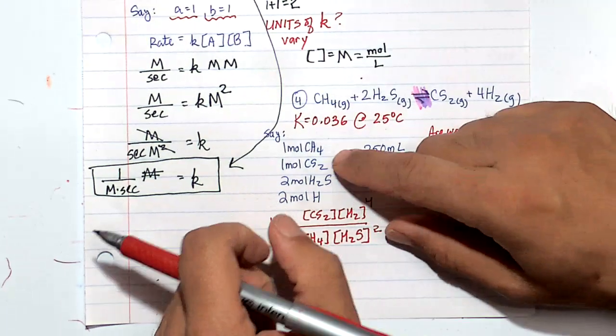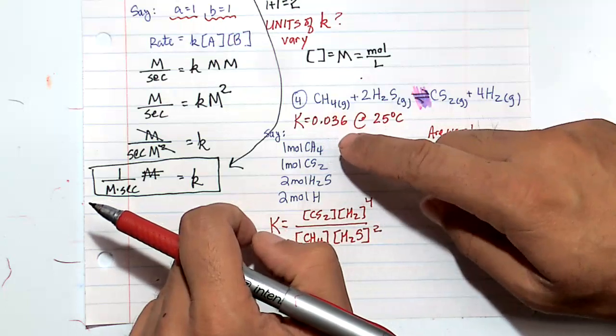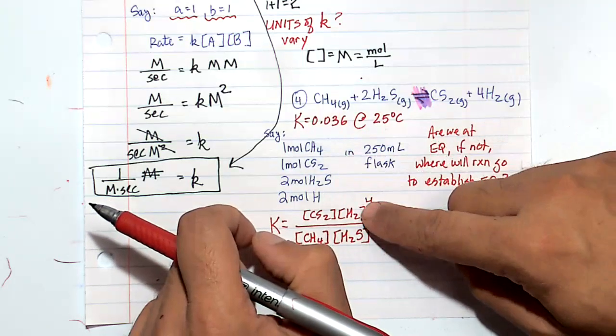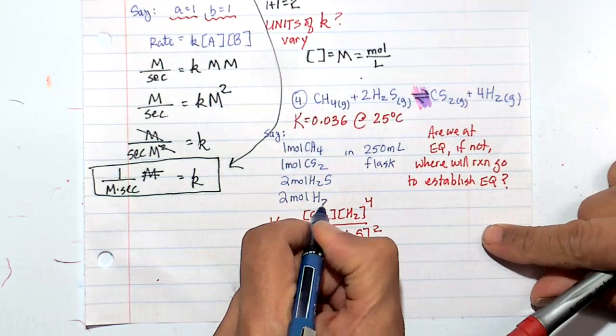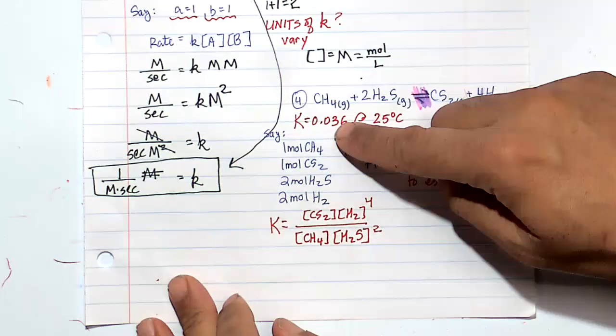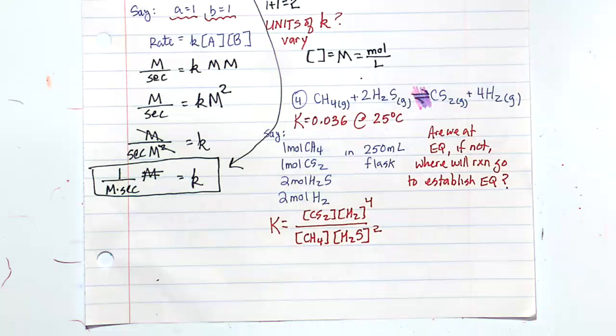A lot of students make this mistake. They put 1 mole here, 2 moles for H, 1 mole for CH4, 1 mole for CS2. That's not the right answer.